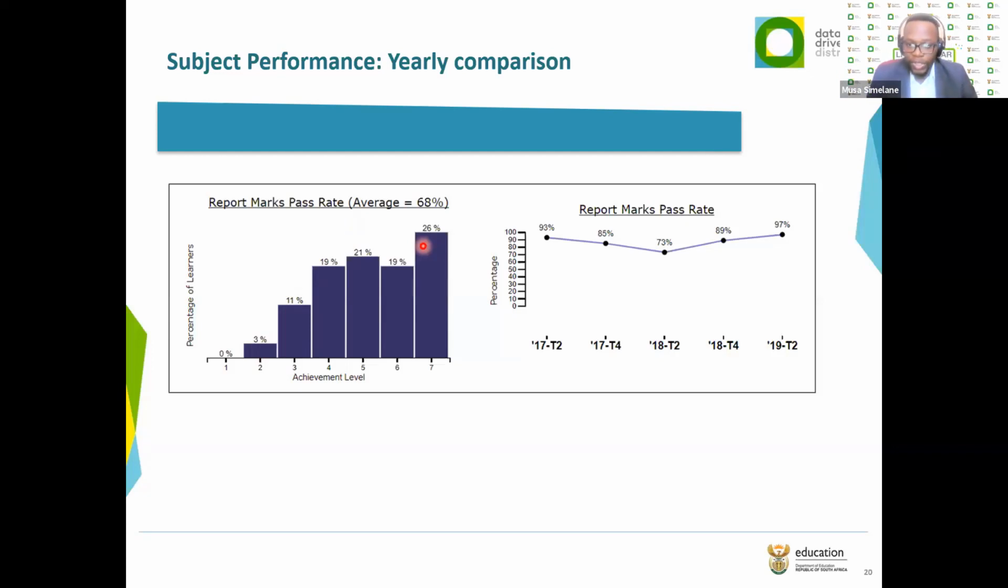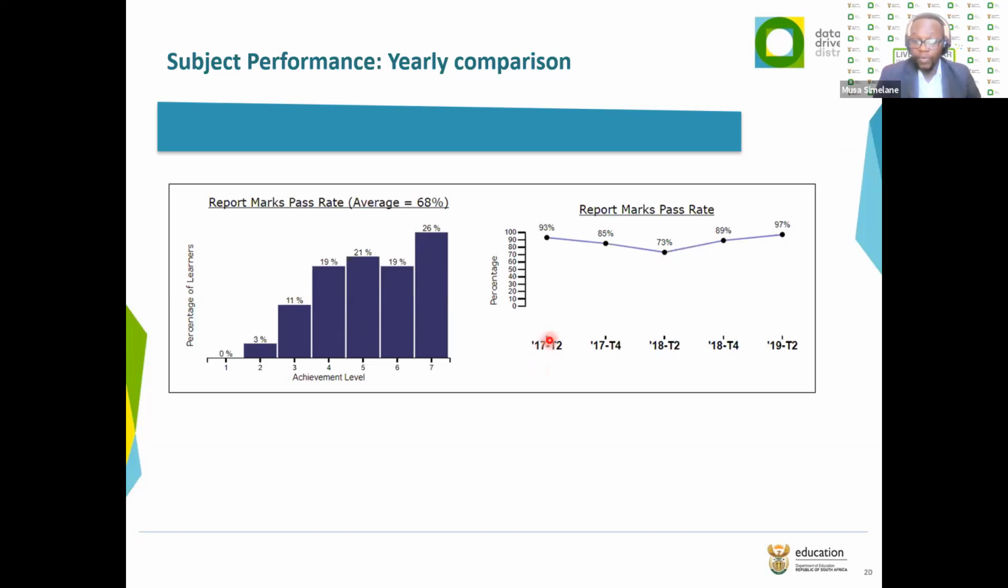So this is great for the subject, but we can see the other learners here. If we combine the learners performing at 4 and 5, we see that that number is slightly more than the level 7. So that just tells us where our learners are, where they're falling. You can very quickly understand that, okay, for this particular subject, probably the 11% here and the 3% here are due for an intervention. Another thing that it shows is the report mark pass rate going back from term 2 of 2017.